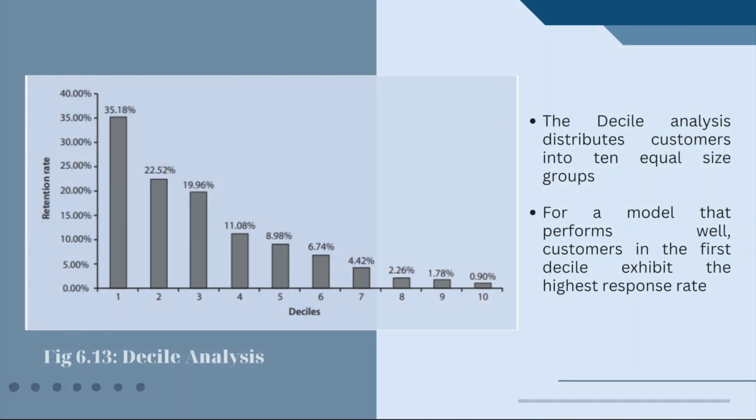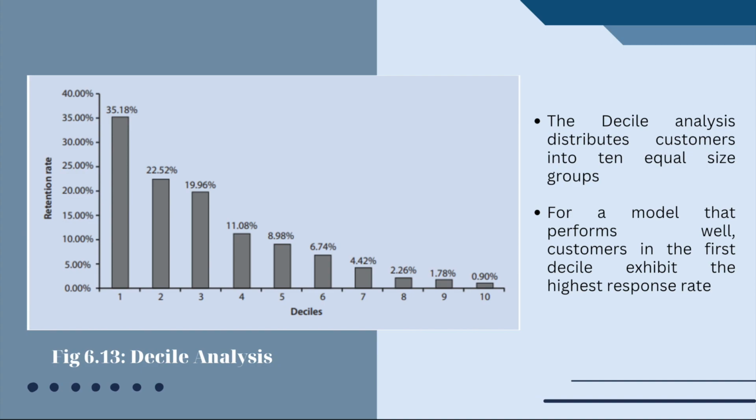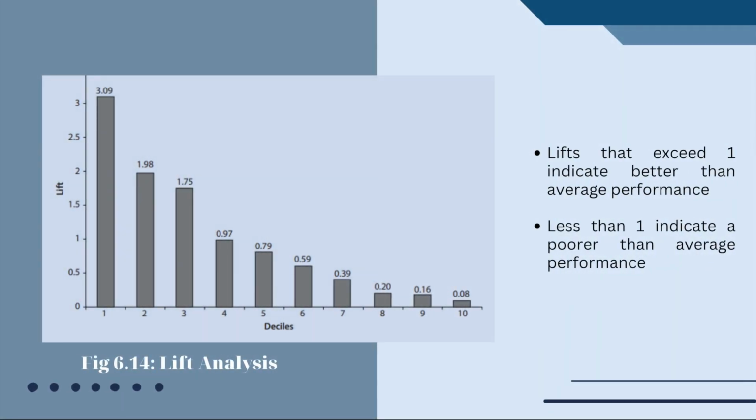Next we move to lift performance illustration. Figure 6.13, decile analysis. The decile analysis distributes customers into 10 equal size groups. For a model that performs well, customers in the first decile exhibit the highest response rate. Figure 6.14, lift analysis. Lifts that exceed 1 indicate better than average performance. Less than 1 indicates a poorer than average performance. For the top decile, the lift is 3.09. This indicates that by targeting only these customers, we are expected to yield 3.09 times the number of buyers found by randomly mailing the same number of customers.